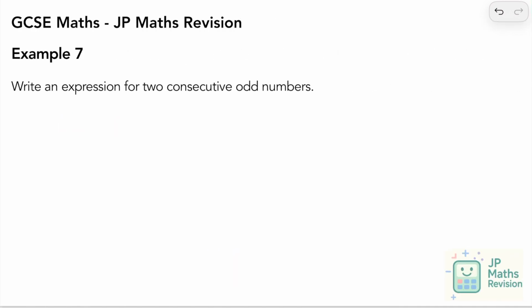This example here, we want 2 consecutive odd numbers. So an odd number could be 2n plus 1, and 2 consecutive odd numbers we could have, for example, 3 and 5, or we could have 11 and 13, or 1 and 3. So what we do to get the next one along is we add 2, so the next one is going to be 2n plus 3.